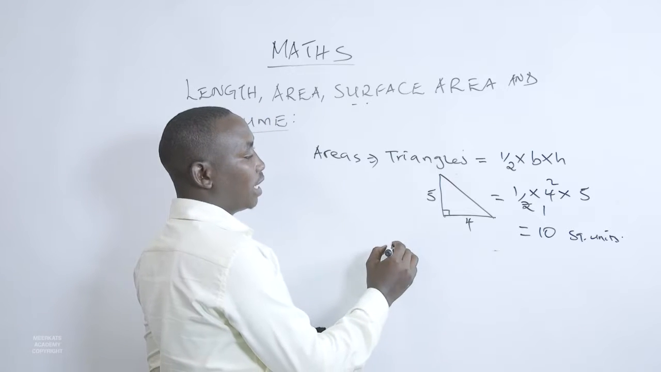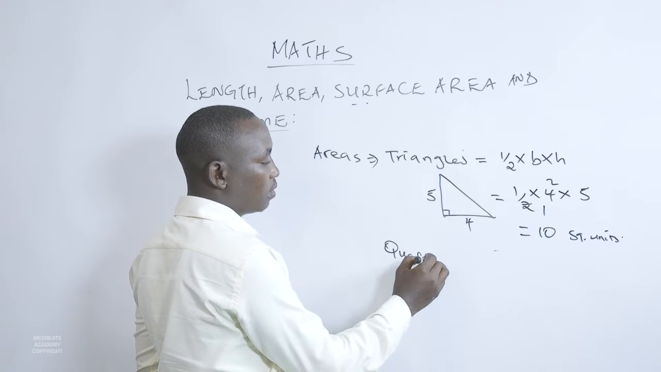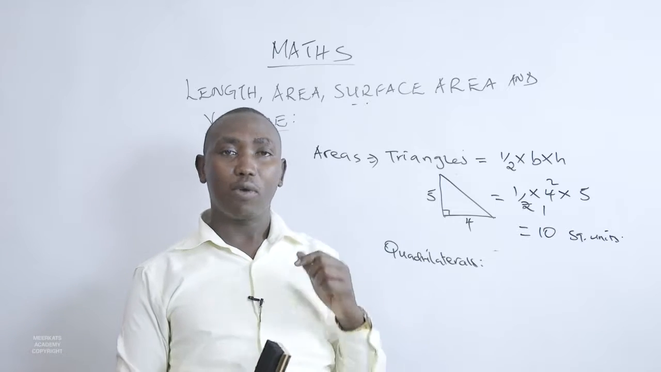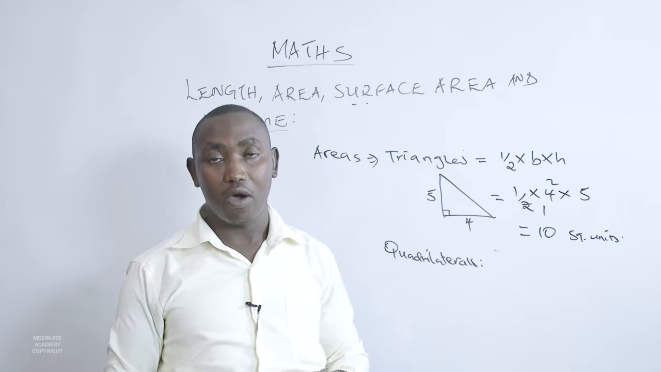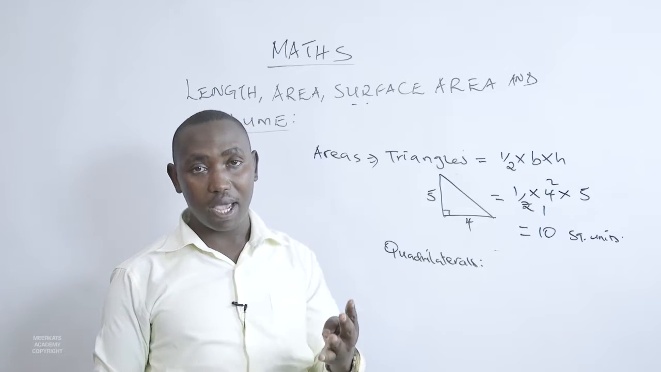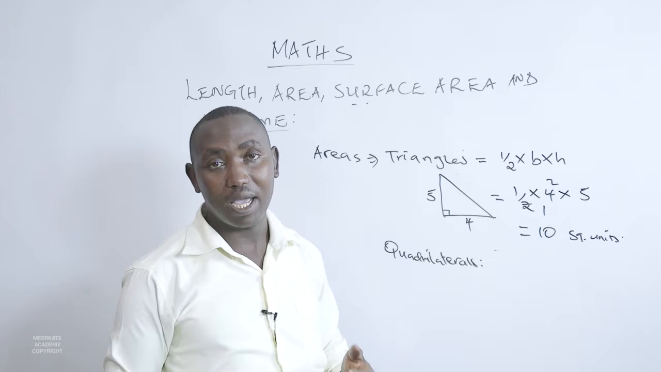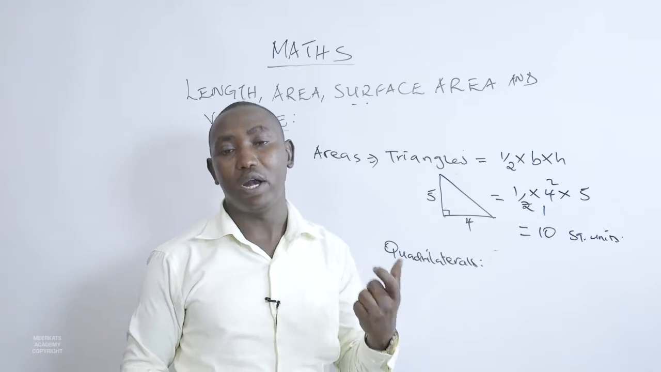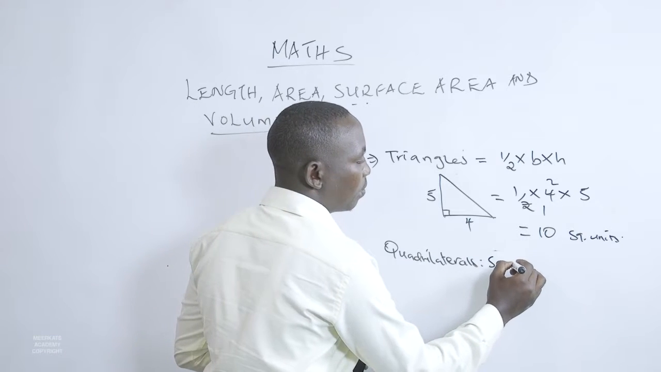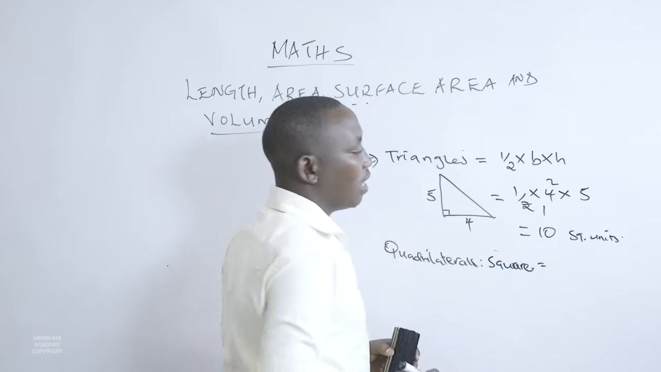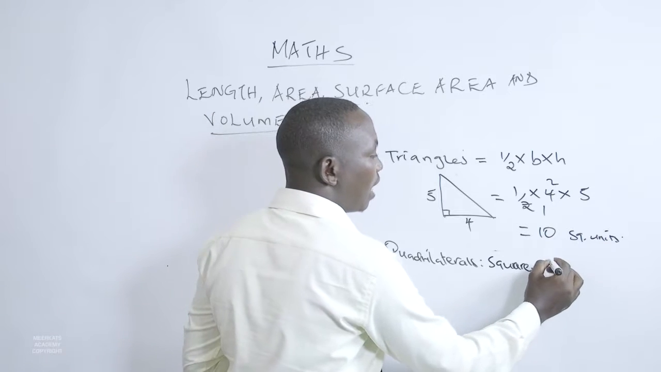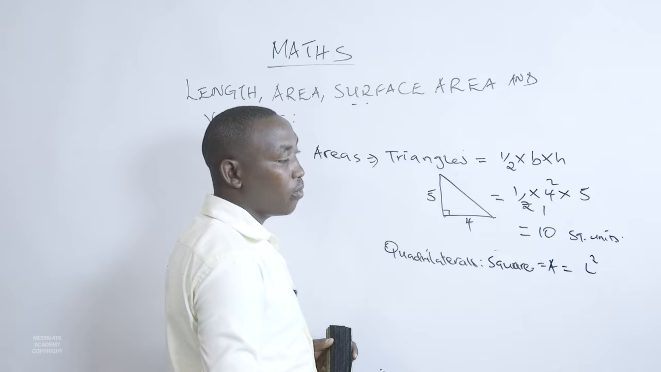We're also able to look at areas of quadrilaterals, where we say that a quadrilateral is any 4-sided figure, or a figure that has got 4 sides. And there are so many. We have got the square, the rectangle, the trapezia, parallelogram, the rhombus, and so forth. A square, its area can be obtained by taking the square of its length. Area is equal to length squared.